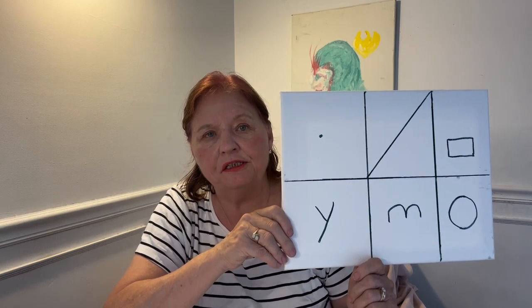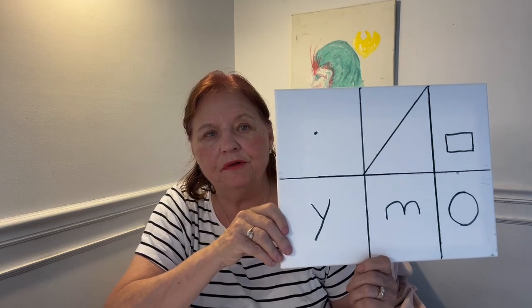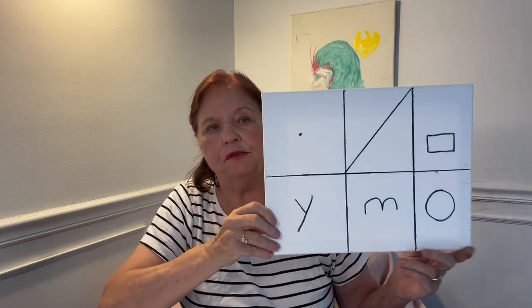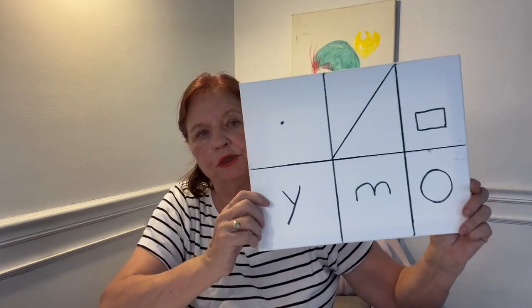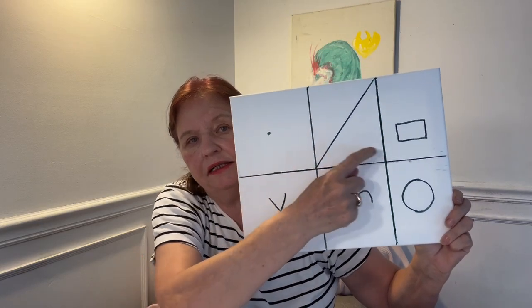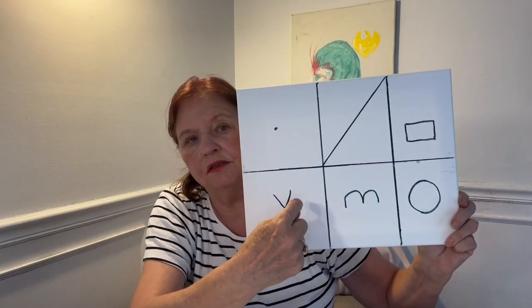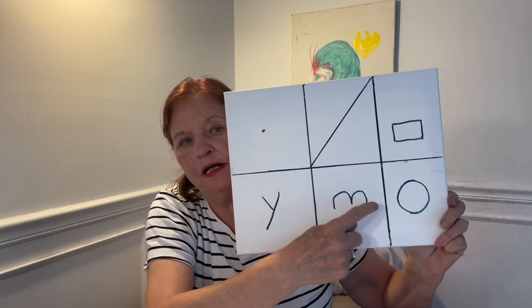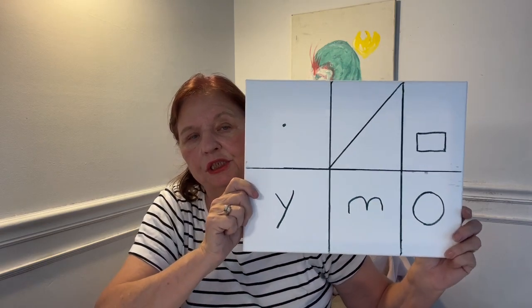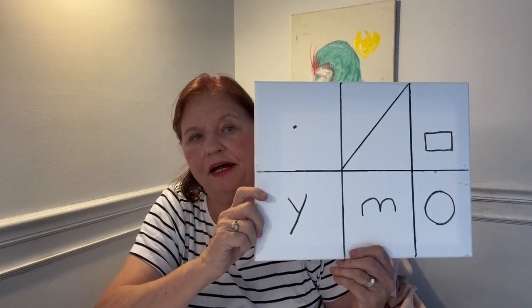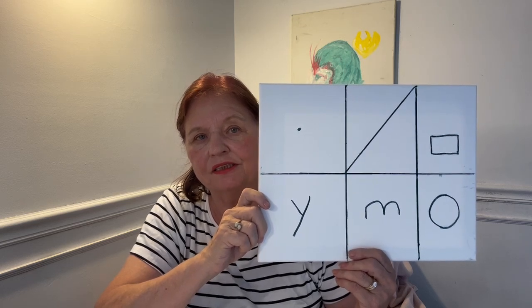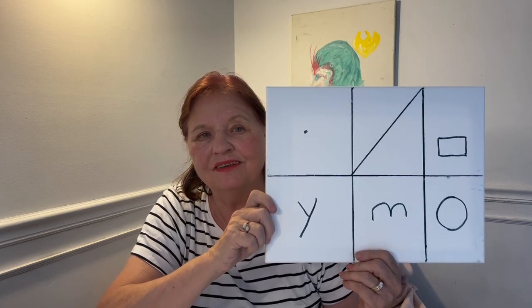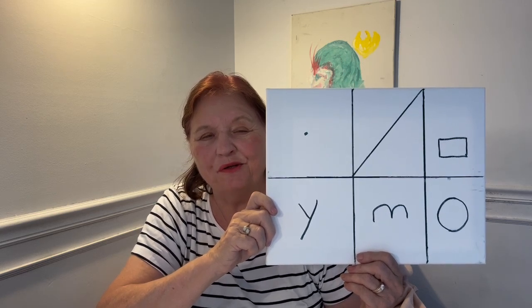So all you're going to need to do is get a piece of paper and create this grid. Use the sideways version of the paper rather than the long way. And I just want you to put the dot, the line, the little box, the Y, the little M, and the circle. So pause this while you get that organized, and when you come back, I'll tell you the next part. Okay, welcome back. Assuming you've done that.